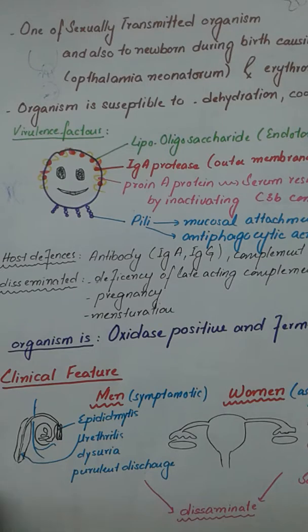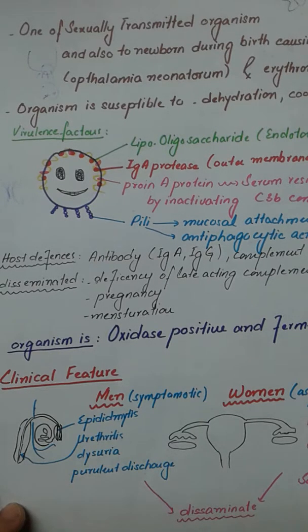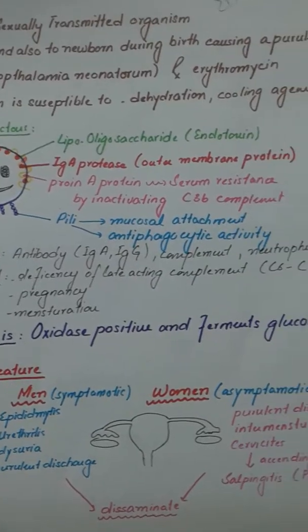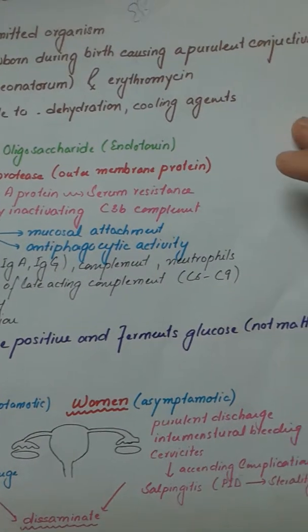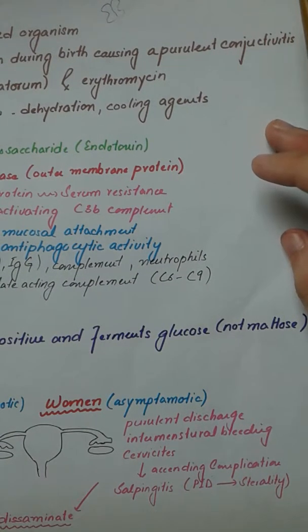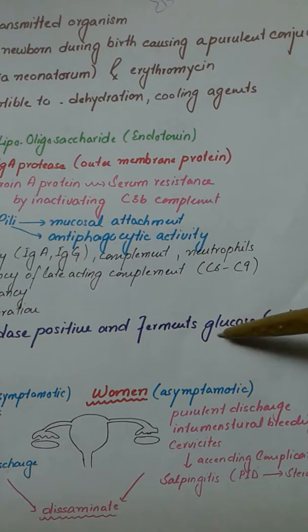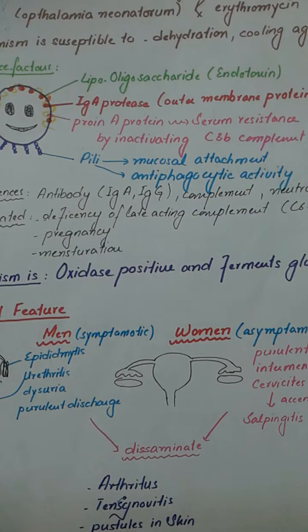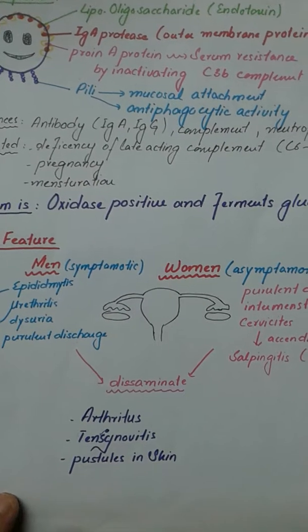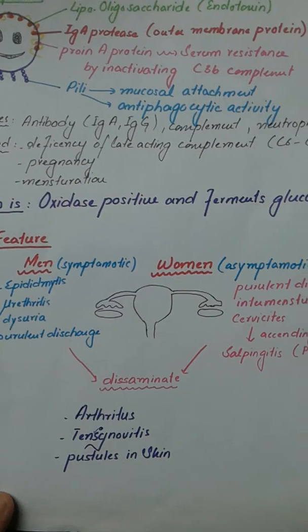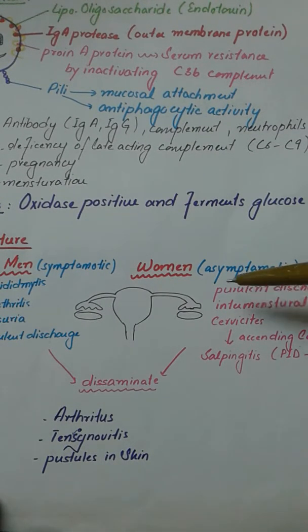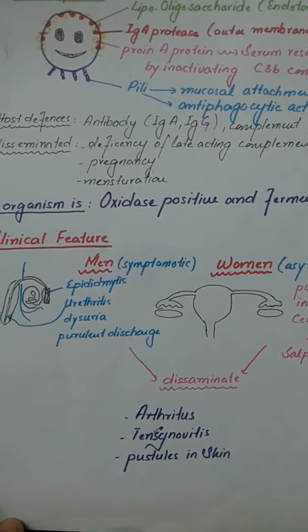The other important thing about this organism is that it is oxidase positive and it can ferment glucose but not maltose. Maltose is fermented by Neisseria meningitidis. This can only ferment glucose. Now the features are that this disease is asymptomatic in women. Even though the disease is more prevalent in women, it's asymptomatic. It's more symptomatic in men.